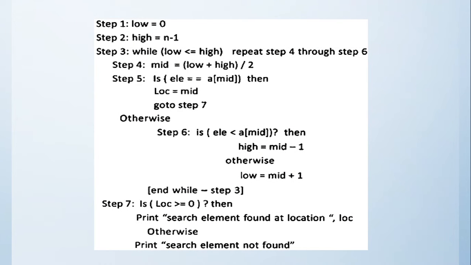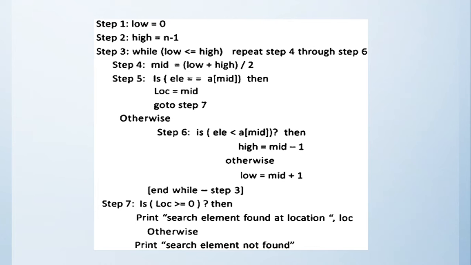In the next slide, this is the binary search algorithm. Okay, so I will explain this now. Step 1: low is equal to 0. That means the lower bound, or LB. In some books it is written as LB, so don't get confused.